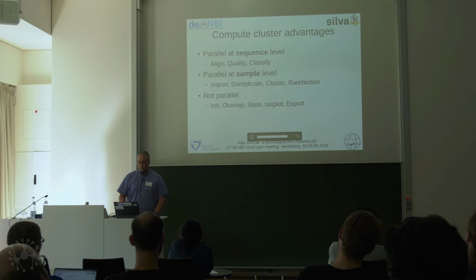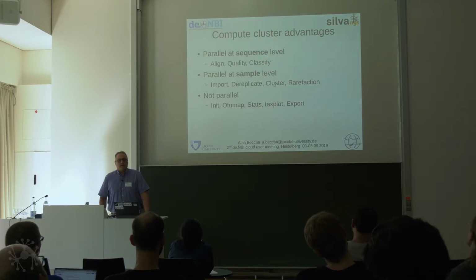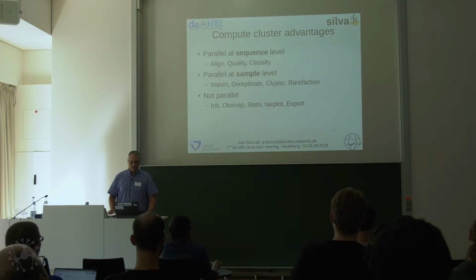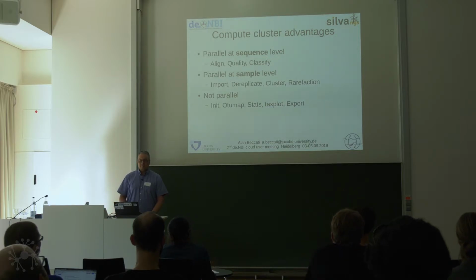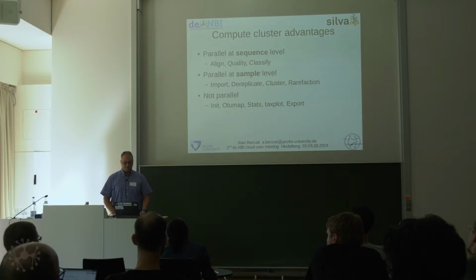Why did I present the steps, and why do we need a cluster behind that? Well, the cluster is advantageous when we can compute things concurrently. For the steps I presented, align, quality, and classify are highly parallelizable. In theory, you can run a module independently for each sequence. Actually, we package some sequences together to avoid some overhead. But these are the steps that benefit most from a cluster.